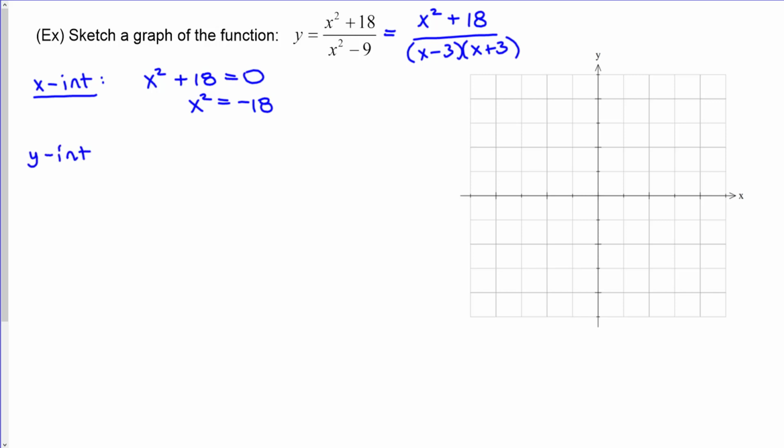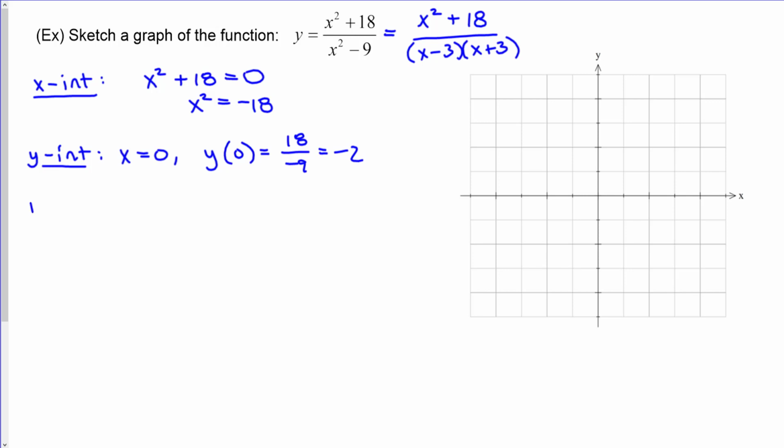The y-intercept is generally pretty straightforward, especially with a rational. It's where you let x equal 0. So y evaluated at 0 would be 18 over negative 9, which is negative 2.